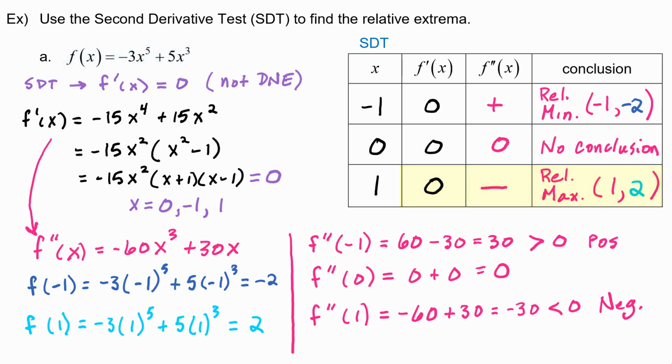So using the second derivative test just means you're looking at the sign of the second derivative at the locations where the first derivative is 0. If you have a horizontal tangent and you are concave up, that has to mean you have a relative minimum. If you have a horizontal tangent and you are concave down, that means it can only happen at a relative maximum.